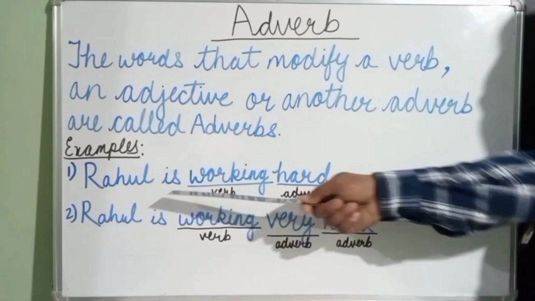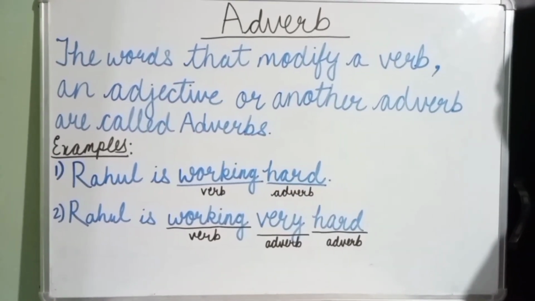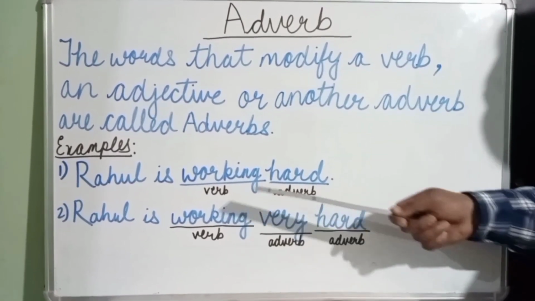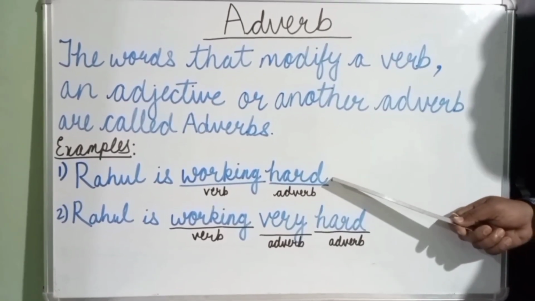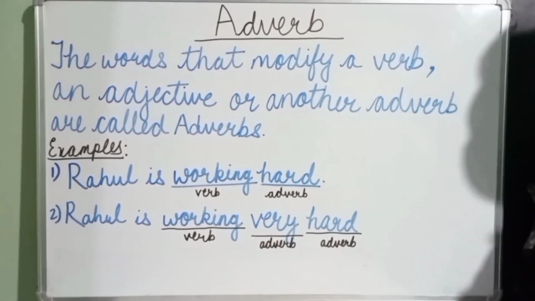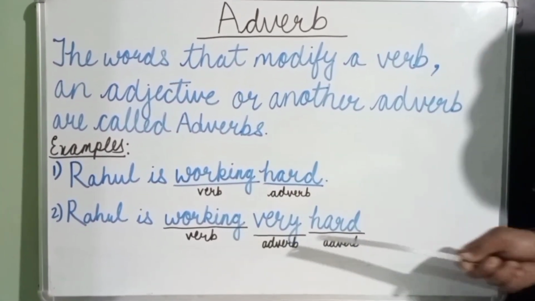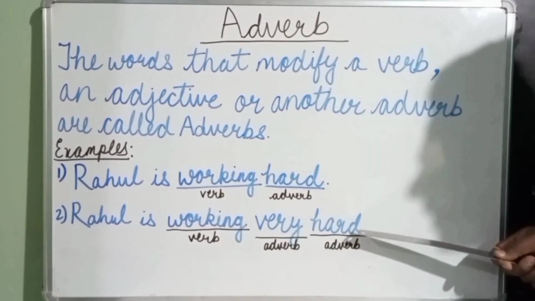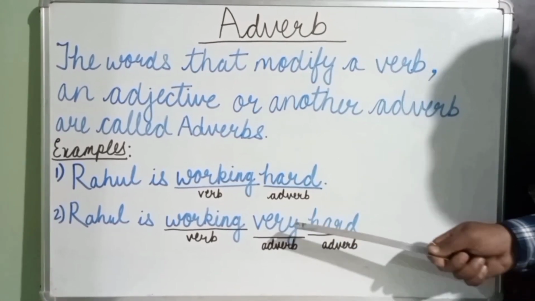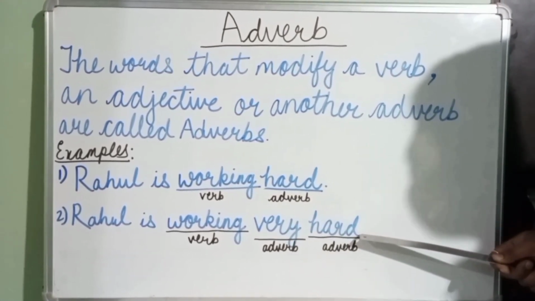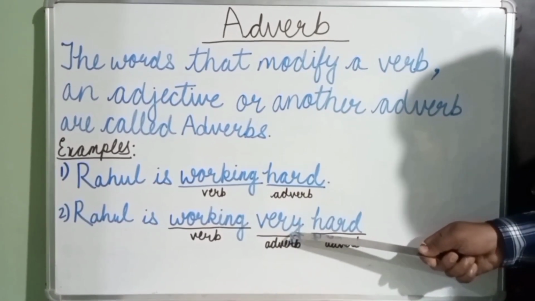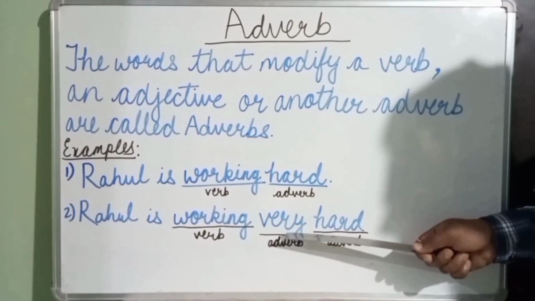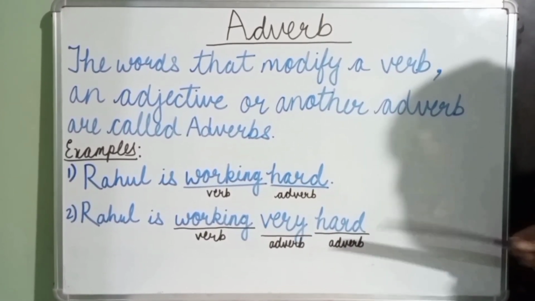Example 1. Rahul is working hard. Here, working is verb and hard is modifying the verb working. So, hard becomes our adverb. Example 2. Rahul is working very hard. Here, working is verb and hard is already an adverb and very is modifying this adverb hard. So, very becomes adverb. So, here the adverb very is modifying another adverb hard.